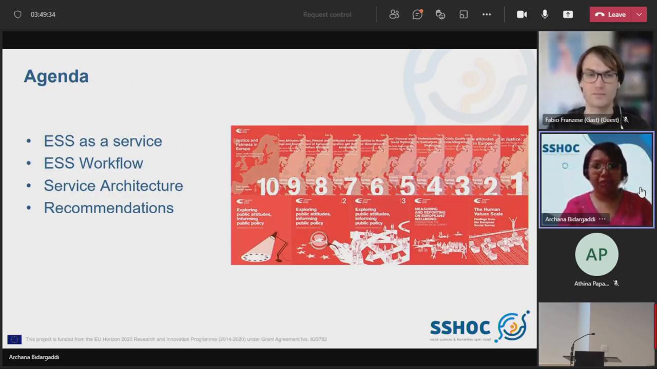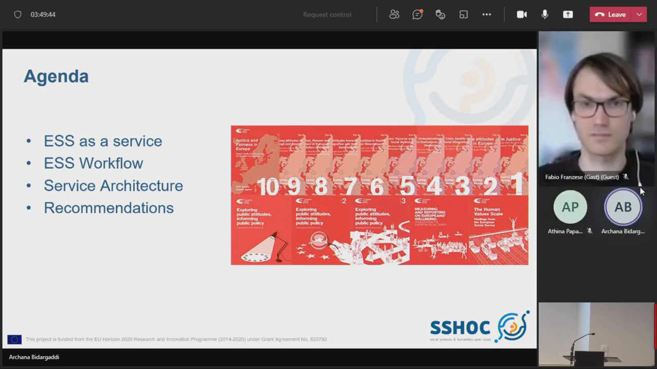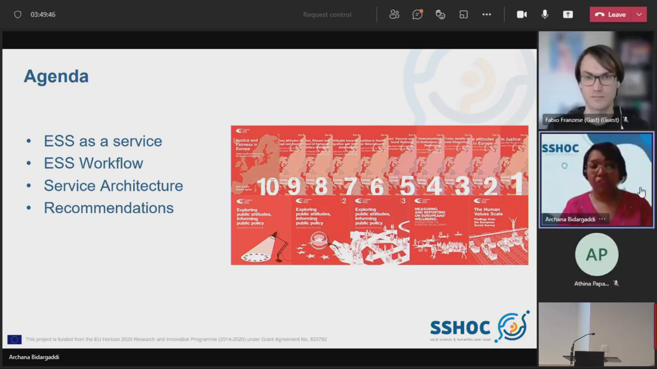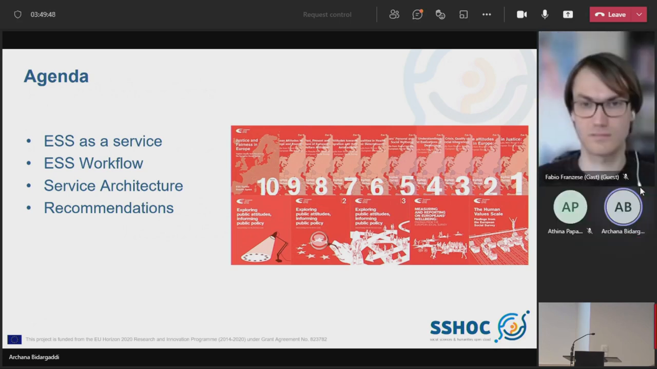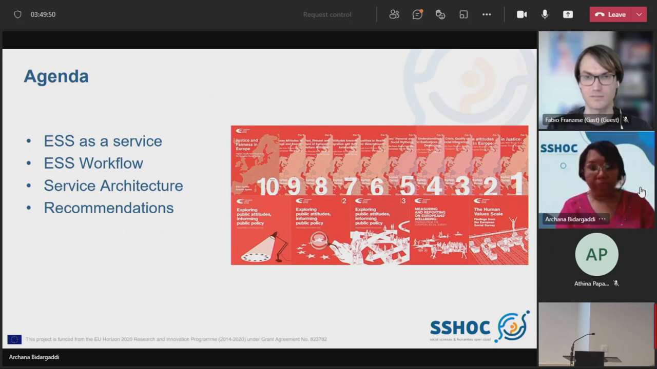Bodil has given us a brief introduction to it, and I'll introduce a little bit of ESS workflow and the service architecture briefly, and then we hop on to recommendations from what we learned and our whole journey, and the learnings we could share with you all today.